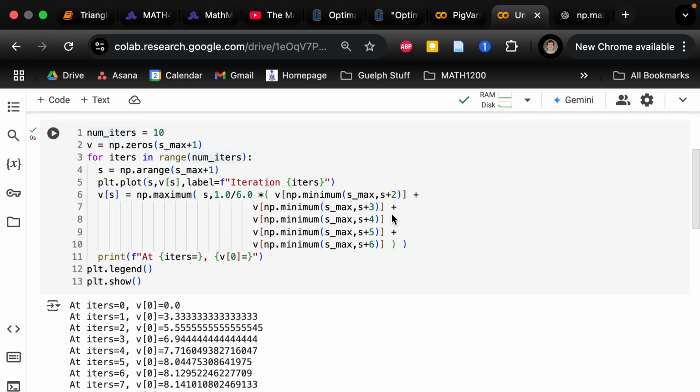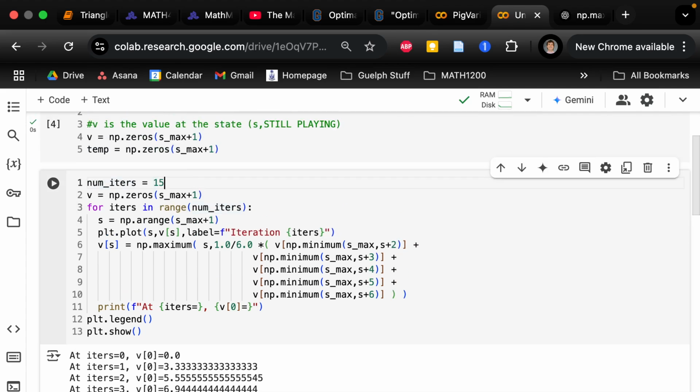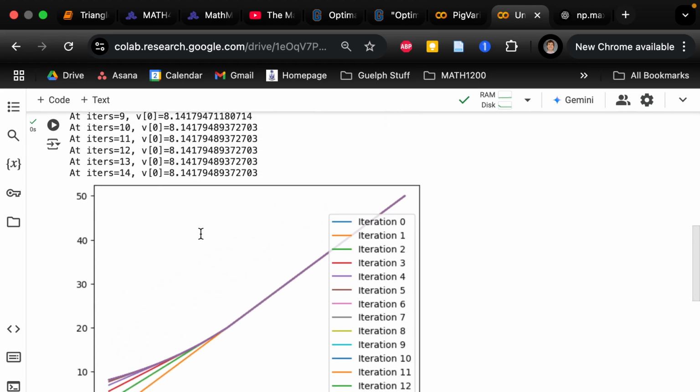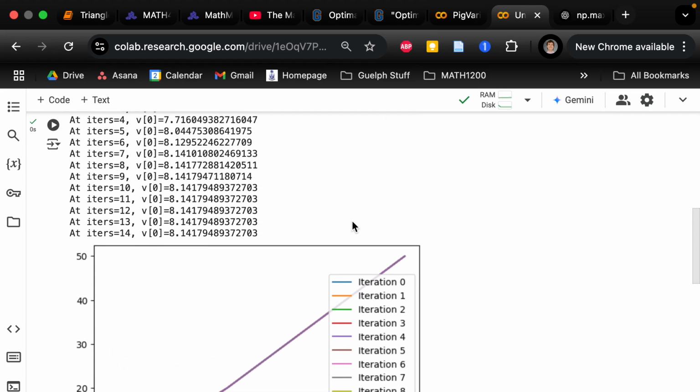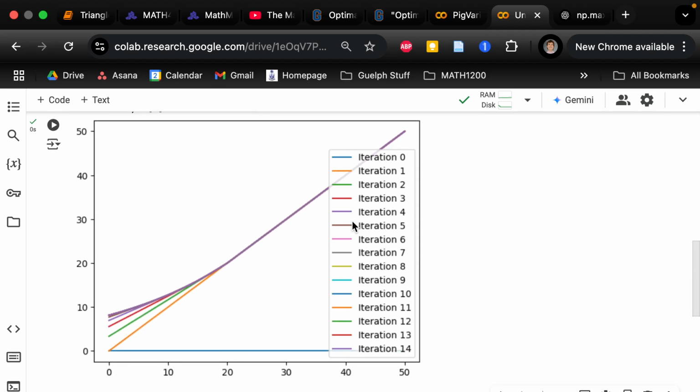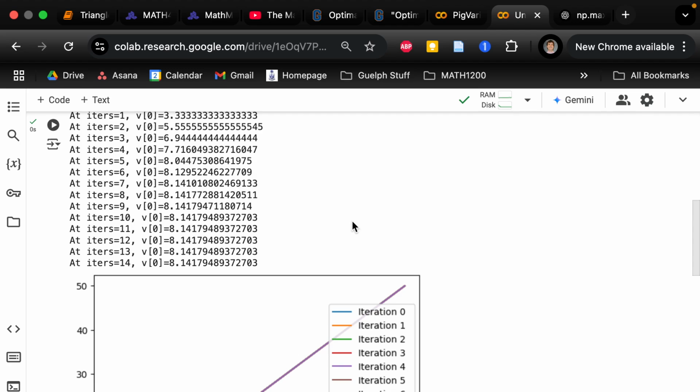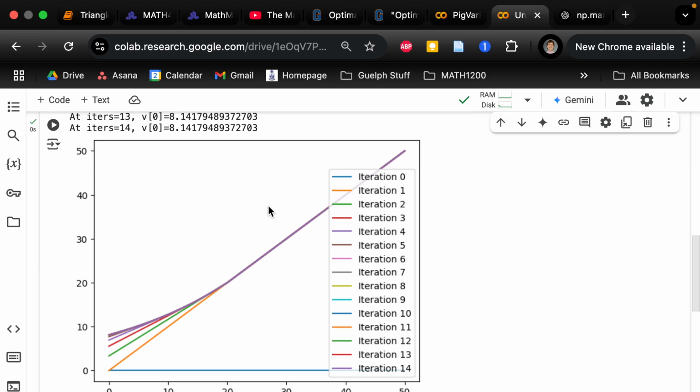What if I run it even more times? Num iters, let's make it 15. Okay, you see it stabilizes. Eventually it is constant. It's not changing anymore. And what that is telling us is that we have reached a situation where the left-hand side equals the right-hand side. We have solved the Bellman equation. So it seems like it took 10-ish iterations here, and we have found the solution, this function on top.